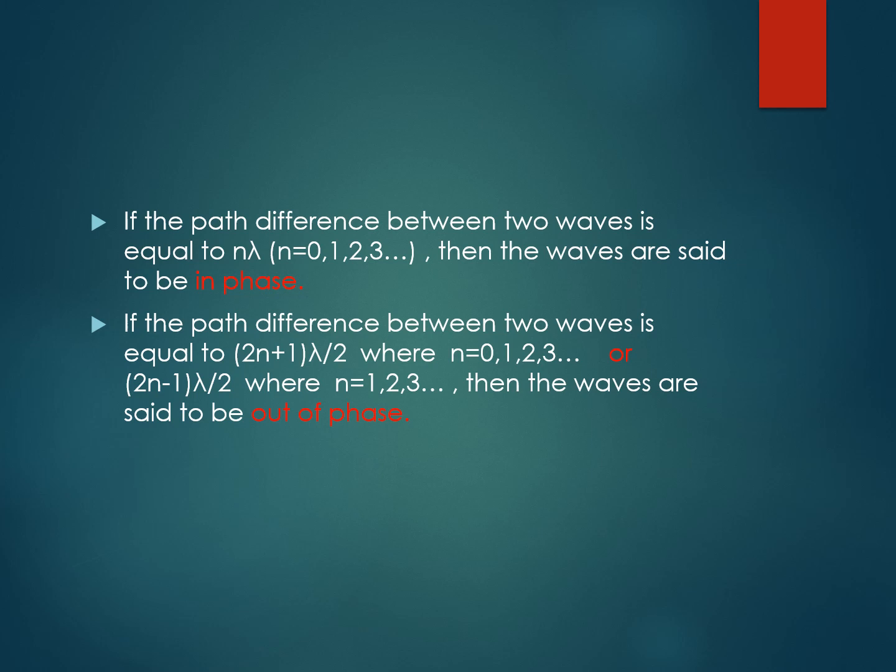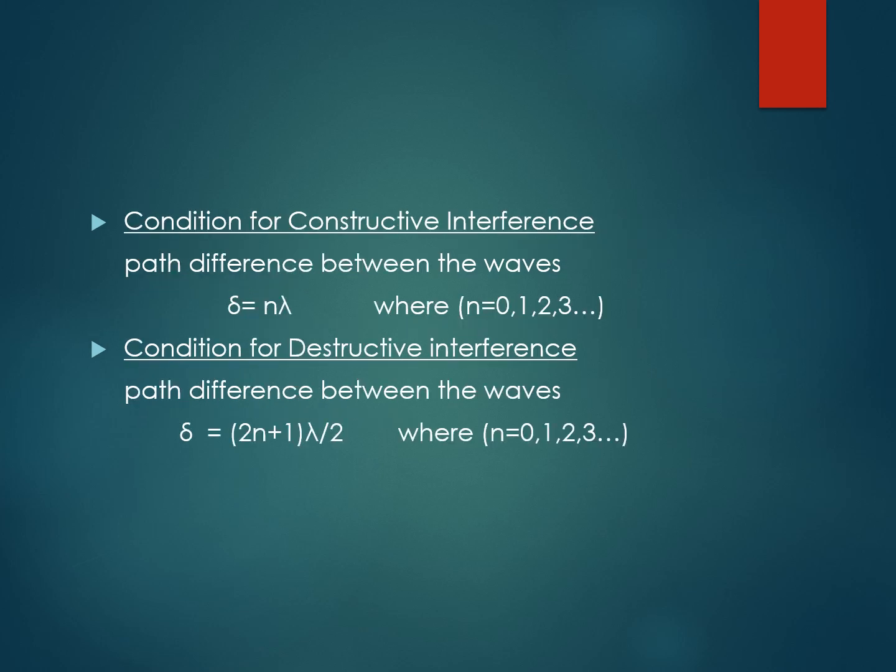Now again, if you consider a single wave, we say that if the distance between 2 points in a wave is equal to (2n plus 1) lambda by 2 or (2n minus 1) lambda by 2, then those 2 points are completely out of phase. Again, you must have studied this condition for constructive interference: path difference between the waves delta is equal to n lambda, where n is equal to 0, 1, 2, 3, etc. And the condition for destructive interference is path difference between the waves delta is equal to (2n plus 1) into lambda by 2, where n is equal to 0, 1, 2, 3, etc. You have to remember this point.